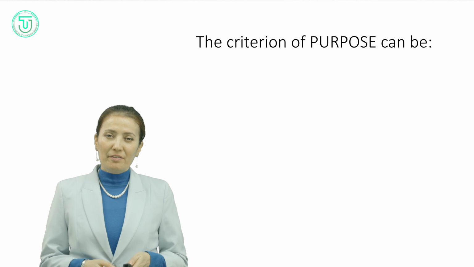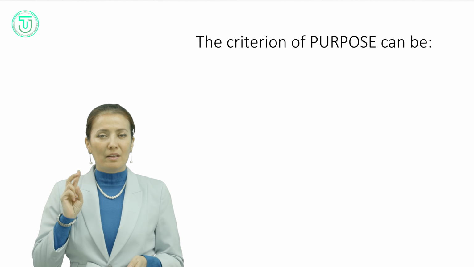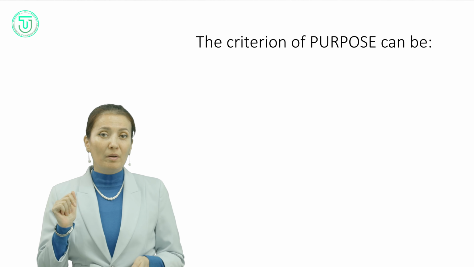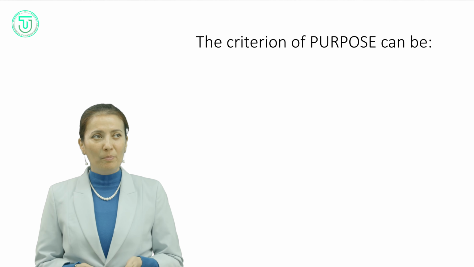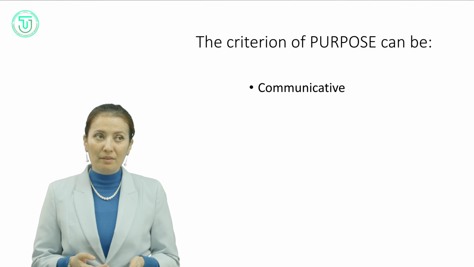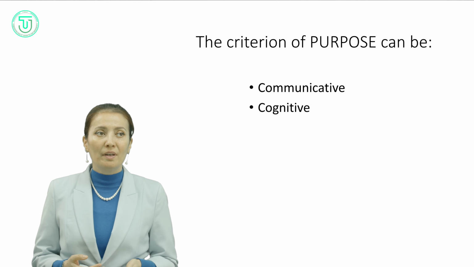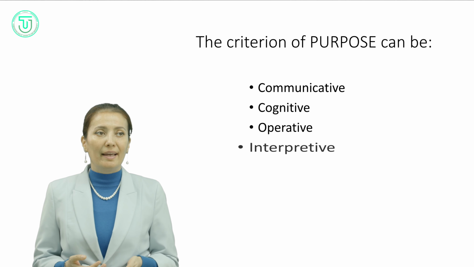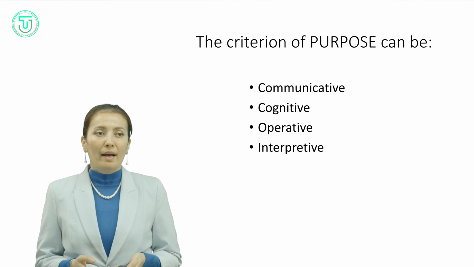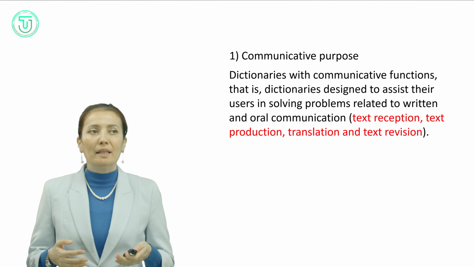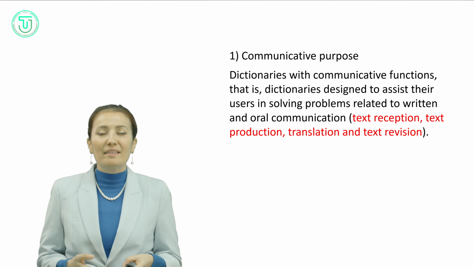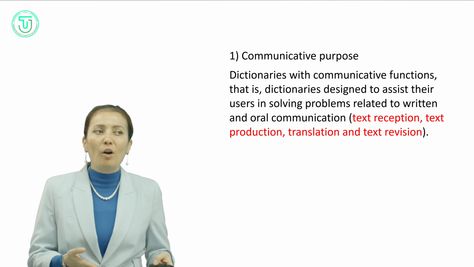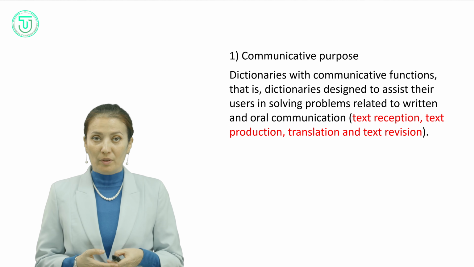So next criterion, let us recap. There are three criteria: form, content, and the last one is purpose. The criterion of purpose can be communicative, cognitive, operative, and interpretive. Regarding the communicative purpose, there are dictionaries with communicative functions that are designed to assist their users in solving problems related to written and oral communication.